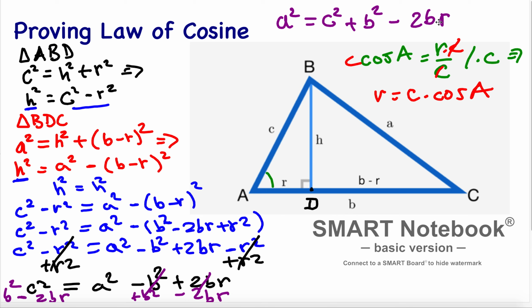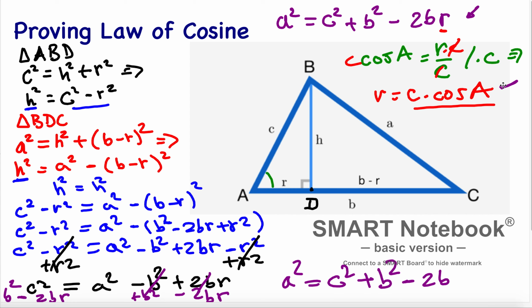Okay, and now instead of this r here, I am going to substitute c cosine A. And what is going to be the formula now? a squared is going to be equal to c squared plus b squared, and here is a minus 2b, and instead of this r, I'm going to substitute c cosine A. So we already proved for one case that a squared is equal to c squared plus b squared minus 2bc cosine A.